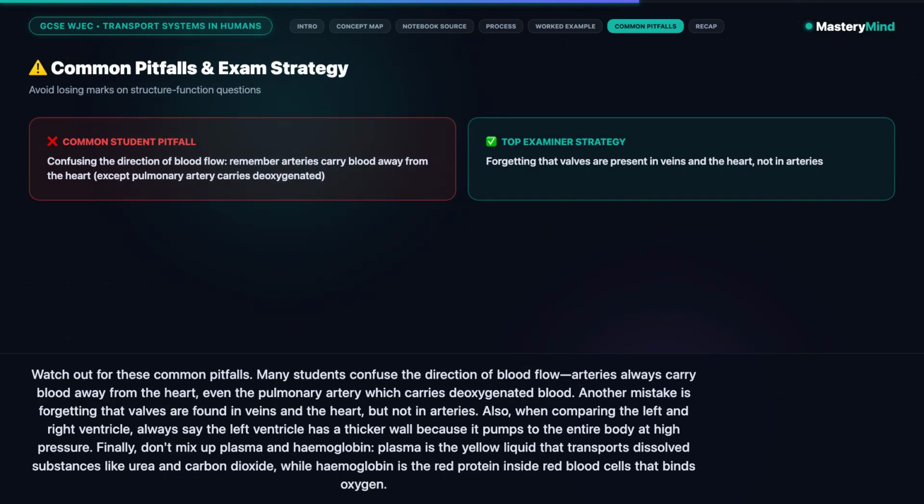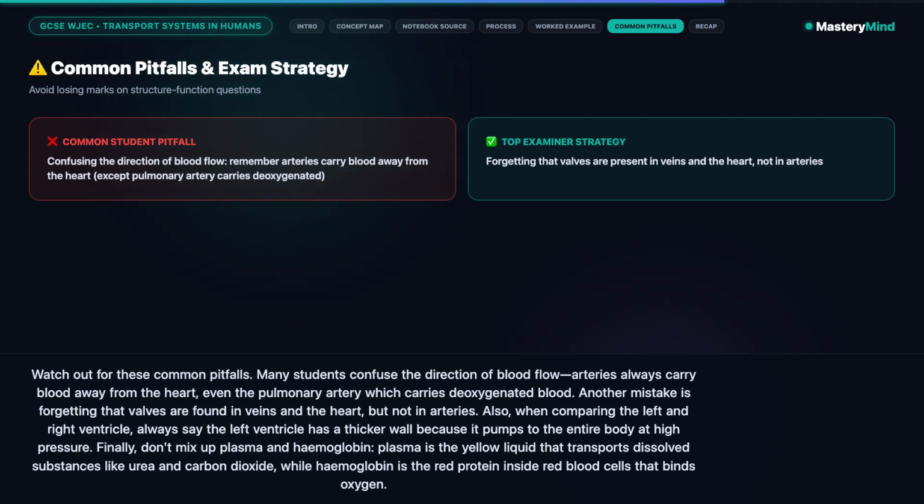Many students confuse the direction of blood flow. Arteries always carry blood away from the heart, even the pulmonary artery which carries deoxygenated blood. Another mistake is forgetting that valves are found in veins and the heart, but not in arteries. Also, when comparing the left and right ventricle, always say the left ventricle has a thicker wall because it pumps to the entire body at high pressure.